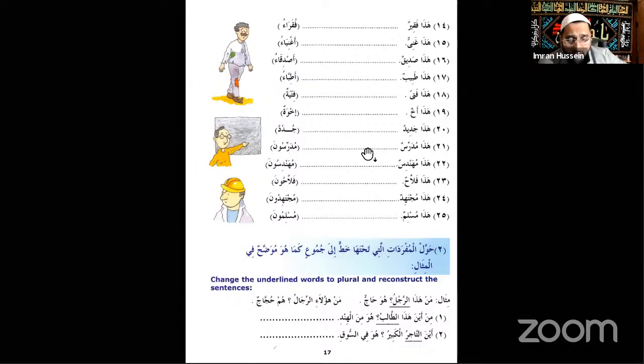Waw and noon. So from mudarrisun, you change the sin to a dhamma and add the waw. So mudarrisun, mudarrisuna. Muhandisun, muhandisuna. Mujtahidun, mujtahiduna. Muslimun, muslimuna. So these are called ismul fa'il. Like, I'll give you another example.